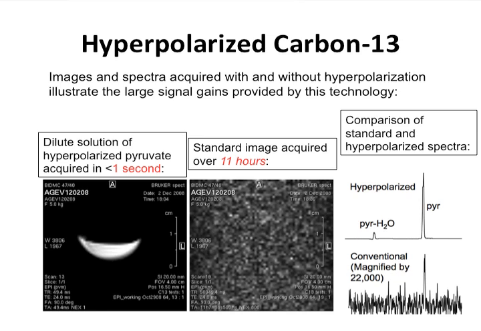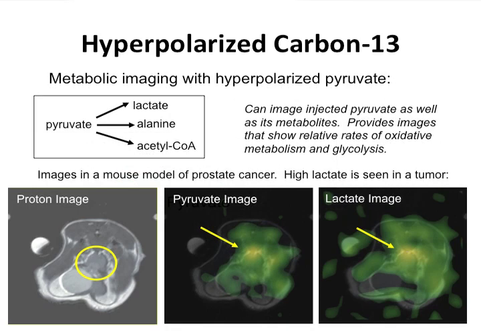Okay, good. Here is an image taken in less than 1 second of a solution containing hyperpolarized pyruvate. This is just the meniscus of some liquid sitting in a little vial. Here is the same image acquired on the same phantom after the hyperpolarization has decayed away, with 11 hours of signal averaging. So that's the kind of signal enhancement that you're getting. Here is a comparison of NMR spectra acquired with and without hyperpolarization, again illustrating the factor of about 10,000 signal enhancement that you get with this technology.